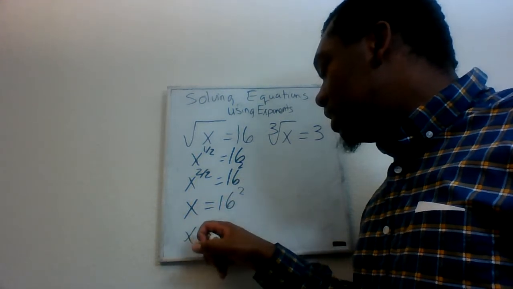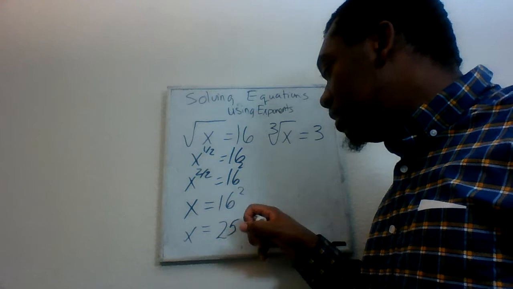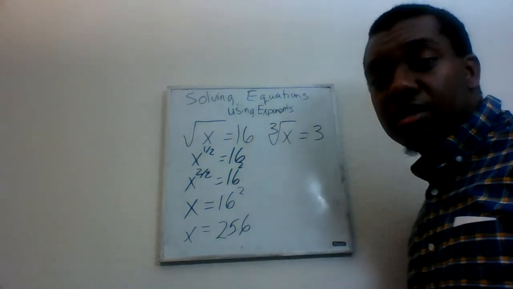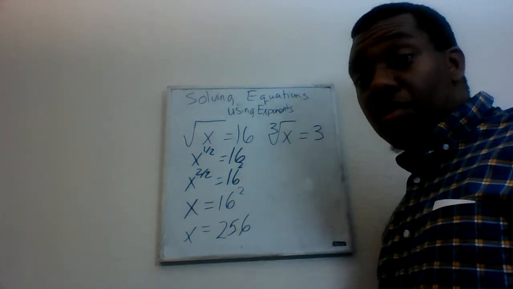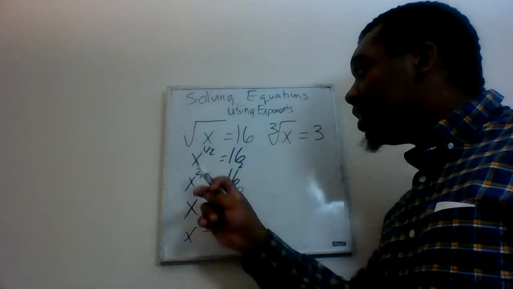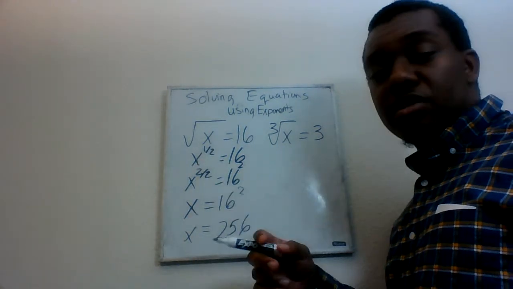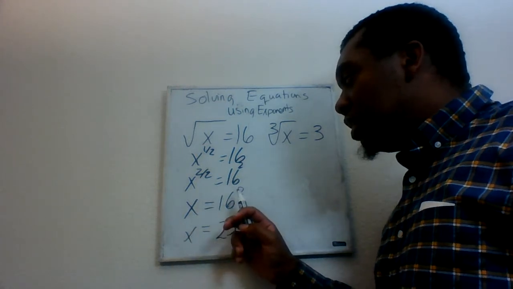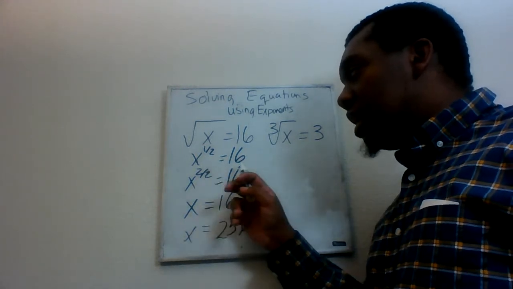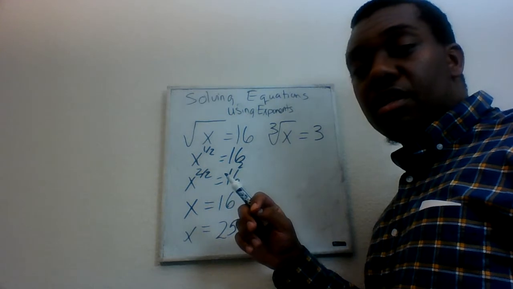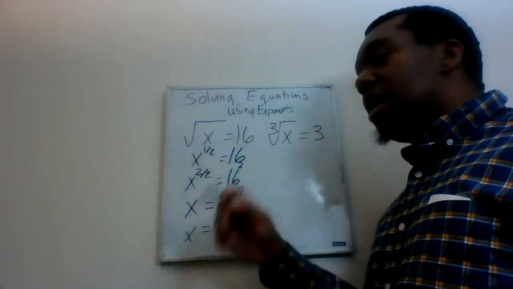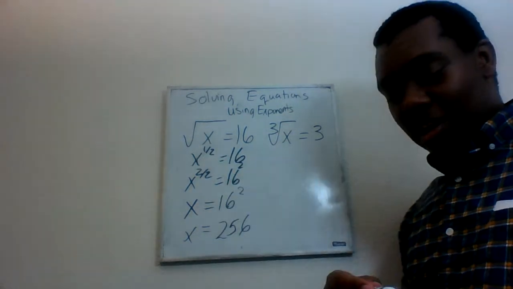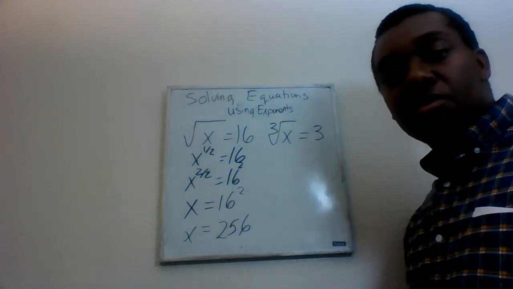which we already said is 256. So either way, we get 256. If we look at the square root as a fractional exponent and then make the fraction into a whole number, doing whatever we do on one side of the equation, we do on the other, or if we just square both sides, they both work. All right, great. That was simple enough.